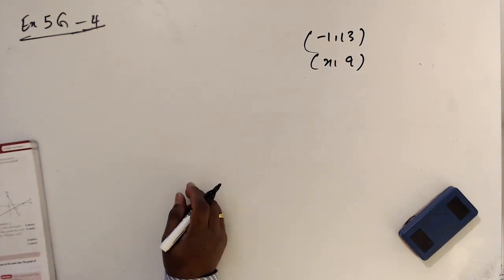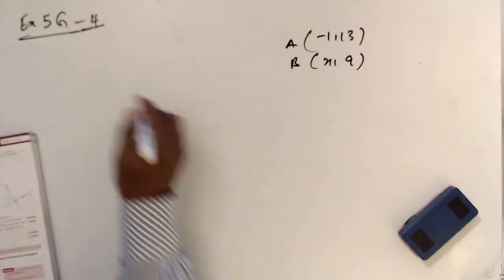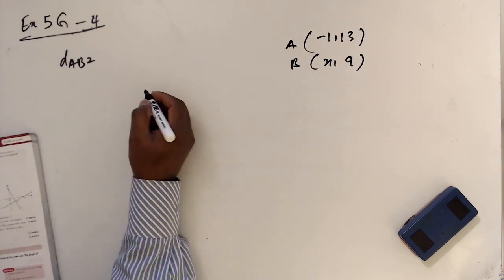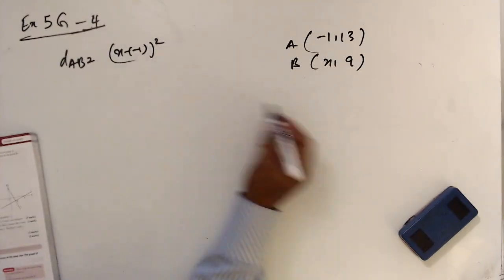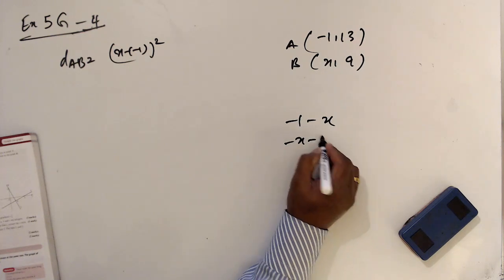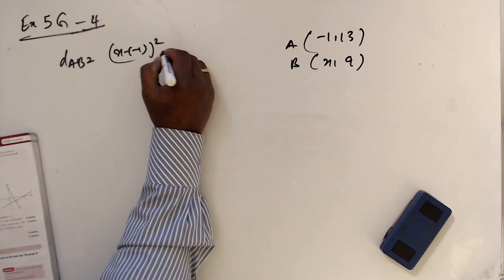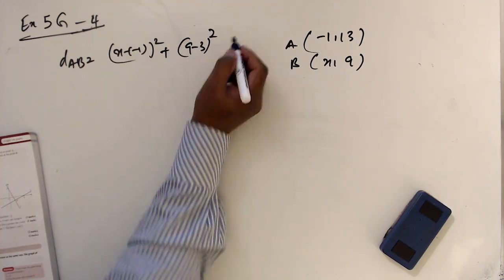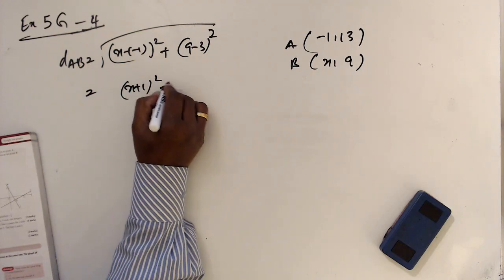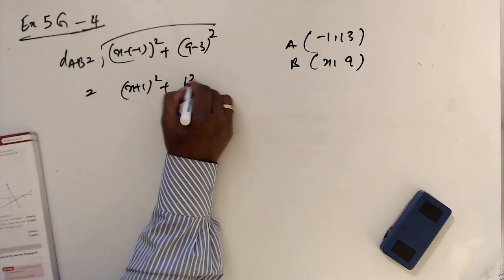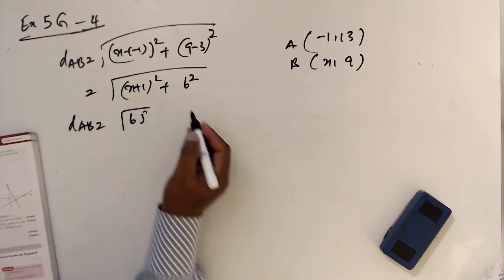Question number 4. I'll take this as A and this as B point. So then dAB equals the square root of (x minus 1) squared. I have two options, minus 1 minus x or minus x minus 1. So I went for this one. Plus (9 minus 3) squared, square root. (x plus 1) squared, 9 minus 3, 6 squared, square root. But dAB is given as square root 65.